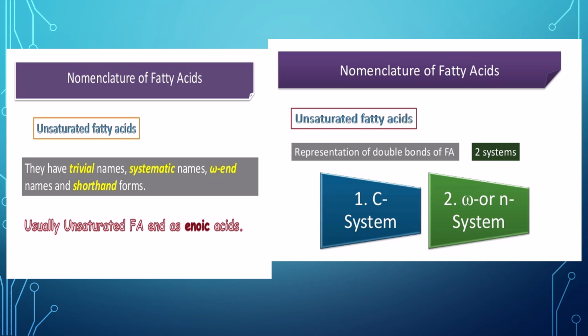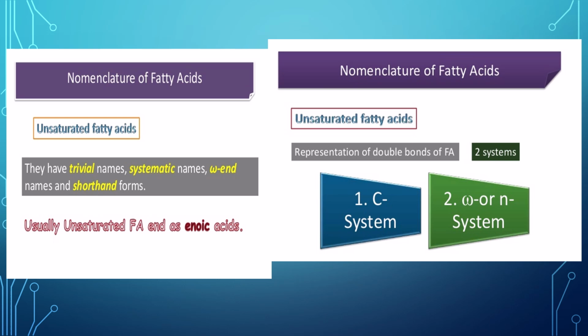Then nomenclature of fatty acids. Generally there are three names: one is the trivial name, then the systematic name, and the omega end names. They are basically used for unsaturated fatty acids.